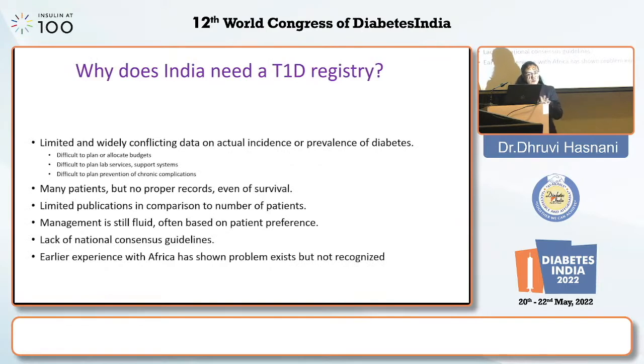So I come to almost my concluding slides: why does India need a registry? We know that there is lack of data, lack of evidence. The only thing that we have to look upon as a group of D-Genius is planning, allocating budget, planning lab services that could be very uniform, and creating a support system.